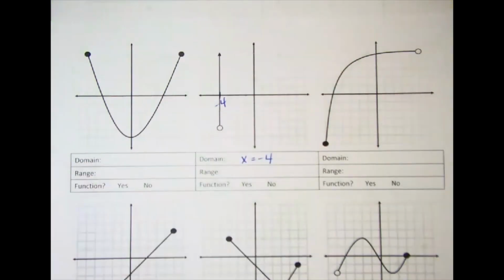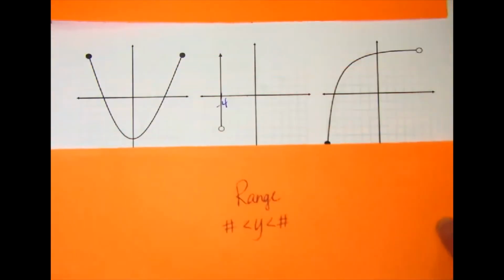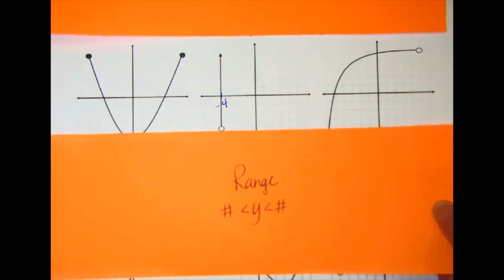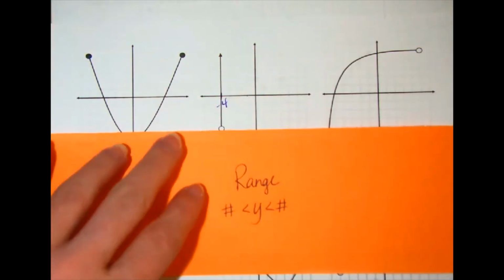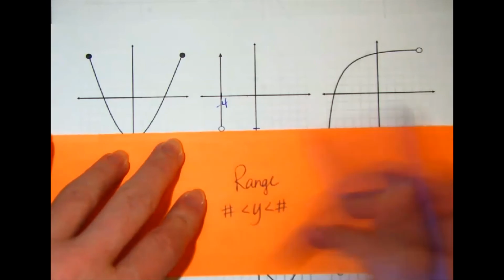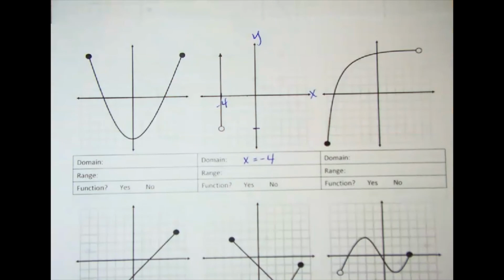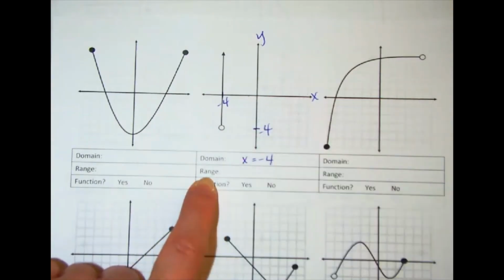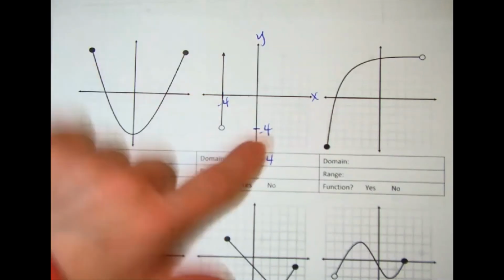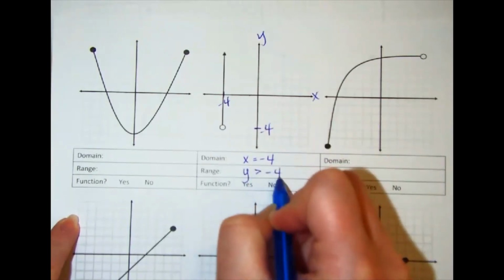For the range, I'm going to get my range strips and squeeze from the top and the bottom. I can stop right here on the bottom, but on the top, that's an arrow. Arrows keep on going, so I can't have a paper there. Down here on the bottom, I'm reading off the y-axis for range. Here's your x, here's your y. So for my range, that's -4, and all my y values are greater than -4.